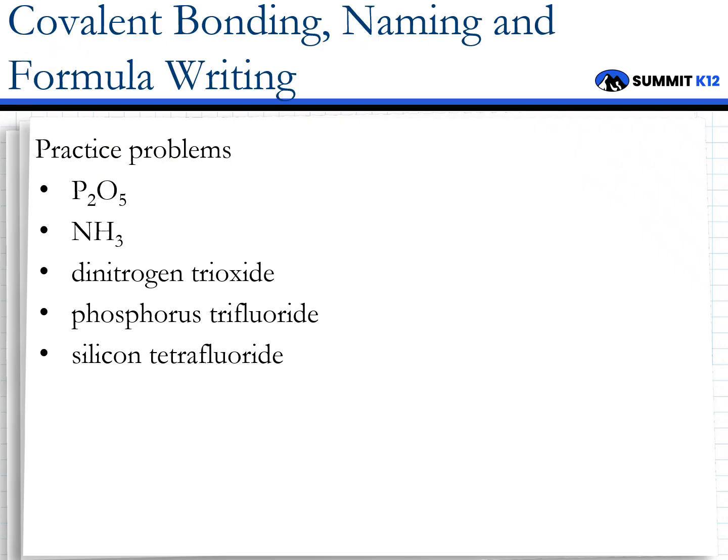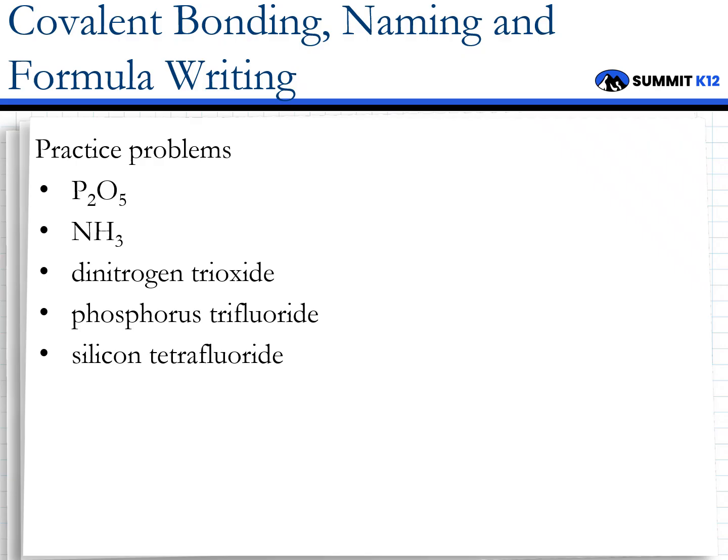All right. You should now be able to name and write formulas of covalent compounds using IUPAC nomenclature rules. You should also be able to construct an argument to support how periodic trends, such as electronegativity, can predict bonding between elements. Let's look at some practice problems together.